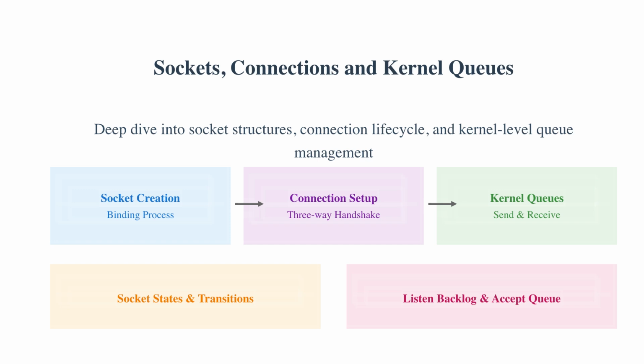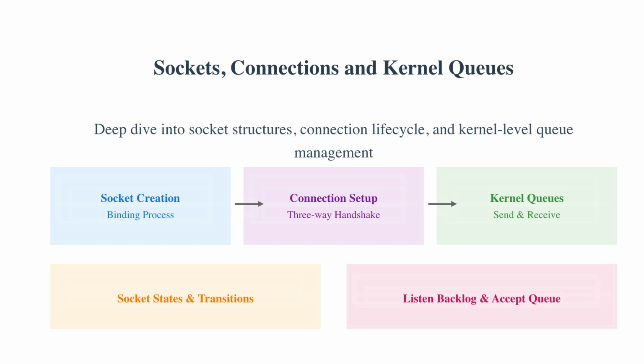Next comes connection establishment through the famous three-way handshake. This is where the client sends a SYN packet, the server responds with SYN-ACK, and finally the client acknowledges with ACK. This process creates a reliable, ordered connection between two endpoints. At the kernel level, each socket maintains separate send and receive queues. These queues buffer incoming and outgoing data, allowing your application to read and write data asynchronously while the kernel handles the actual network transmission.